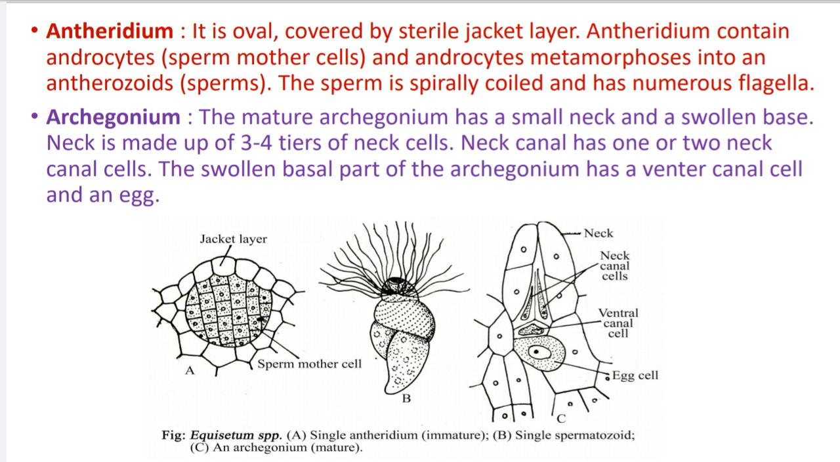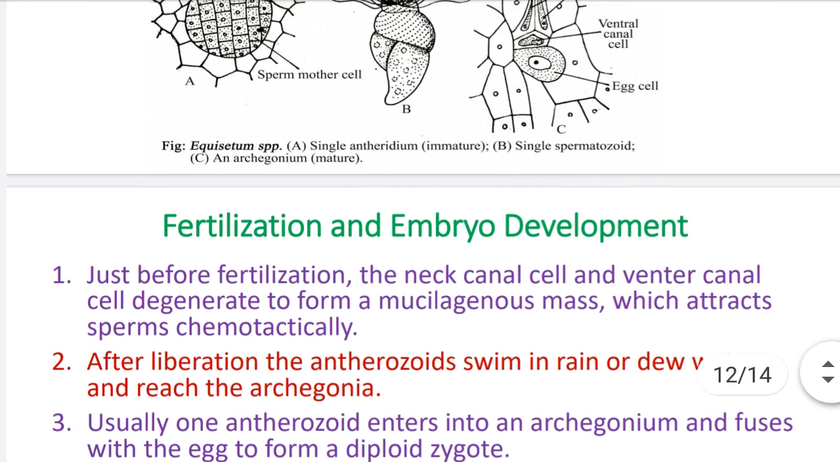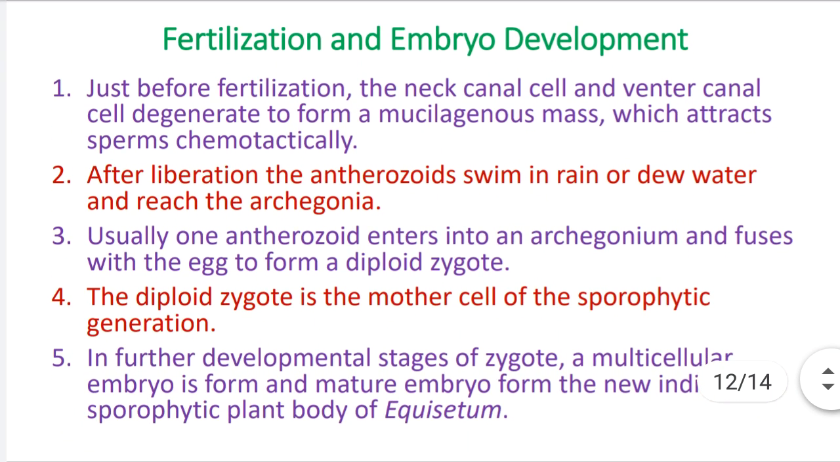So sexual reproduction, or fusion, takes place between the sperm and the egg. Now fertilization and embryo development. Number one, fertilization means fusion of sperm and egg. Fusion of male gamete and female gamete is fertilization. After fertilization the zygote is formed, and after the zygote the embryo develops, and the embryo forms the new sporophytic plant body of the Equisetum.